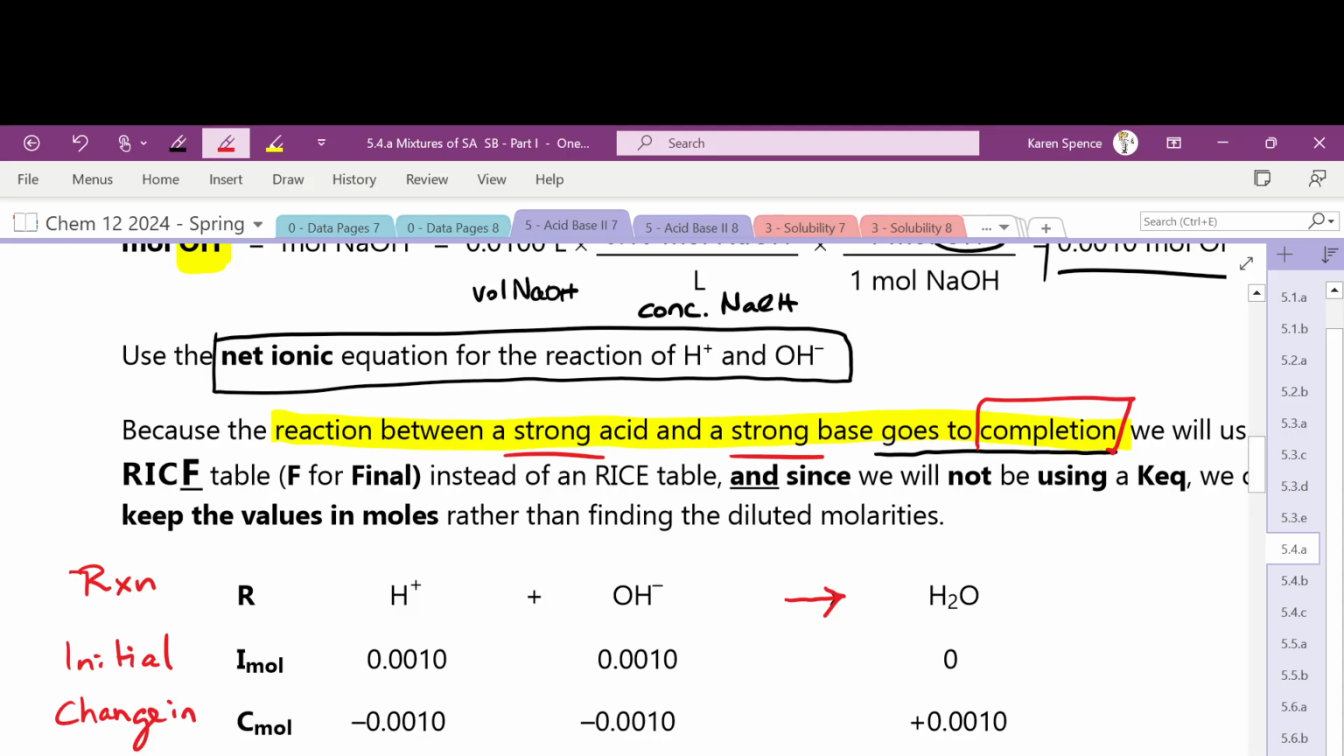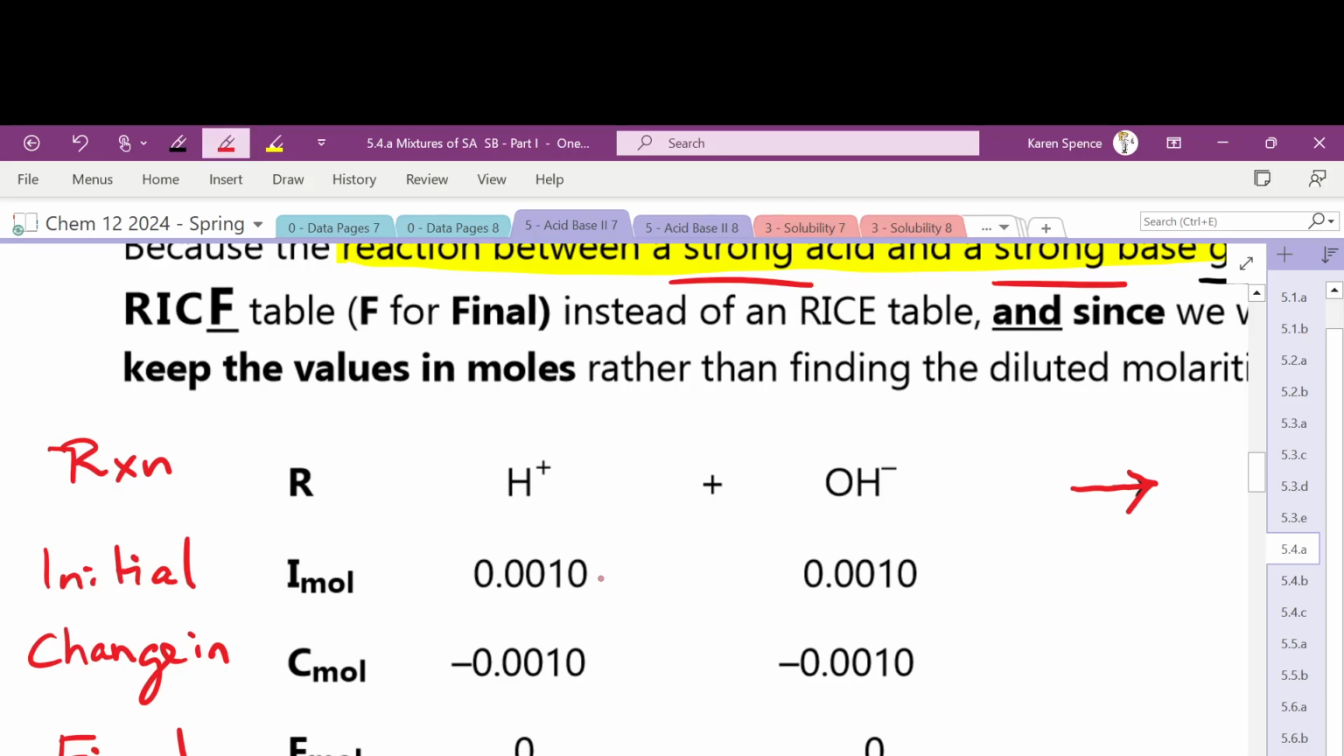So here we have our initial moles of H+, we calculated that. We have 0.0010 moles of H+. And we calculated the moles of OH minus, 0.0010 moles. Now, how much is going to get used up? All of it, because they have the same amount, right? So we have all of it being used up. So how much is left? 0. Okay, so this is going away.